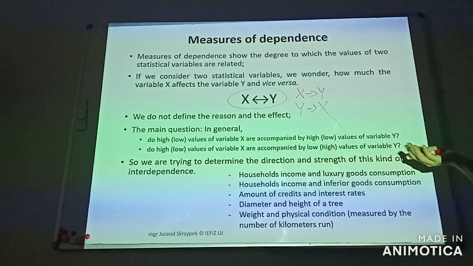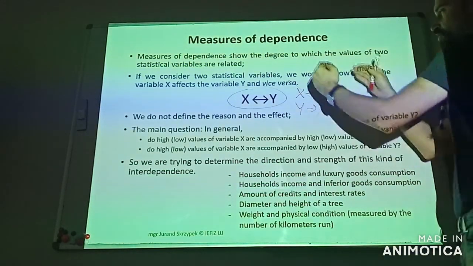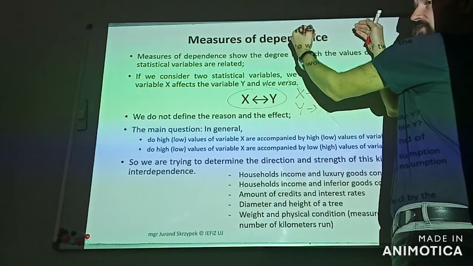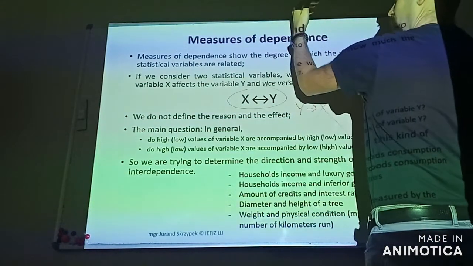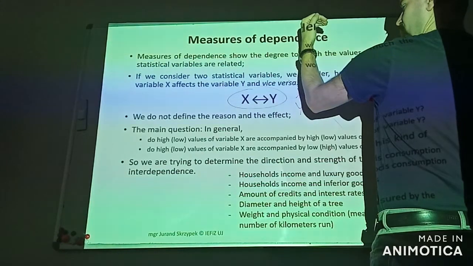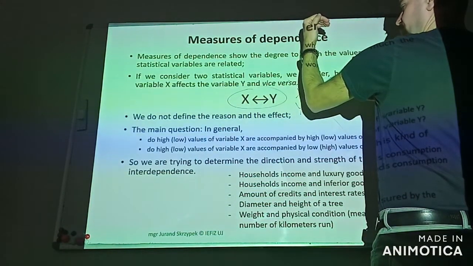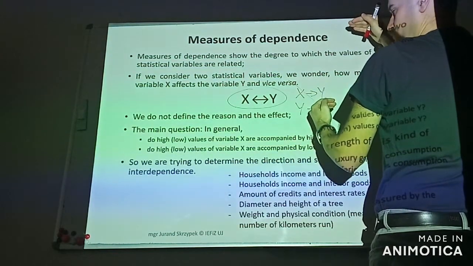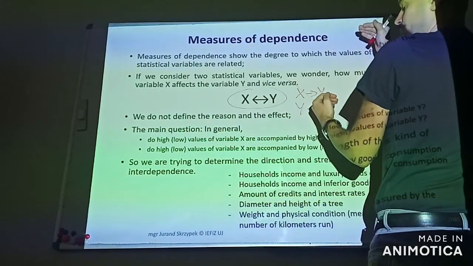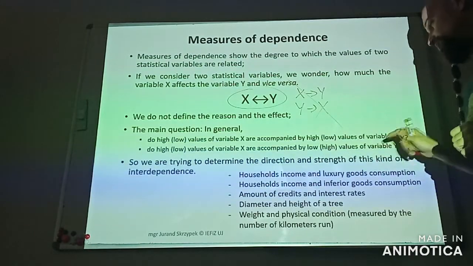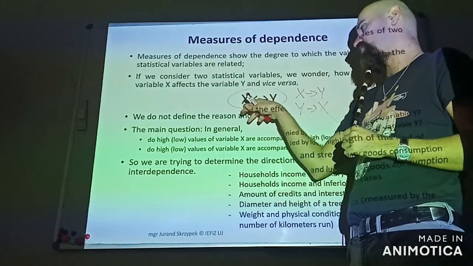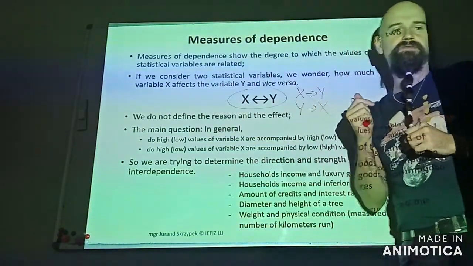This is the quintessence of measures of dependence. We are trying to determine the direction, which can be positive, high and high values, low and low values in general, or can be negative. In general, high values of one variable and simultaneously low values of the other variable, or low values of one variable and simultaneously, in general, high values of the other variable. We are trying to determine the direction and the strength of this kind of interdependence between the values of variable x and the values of variable y.